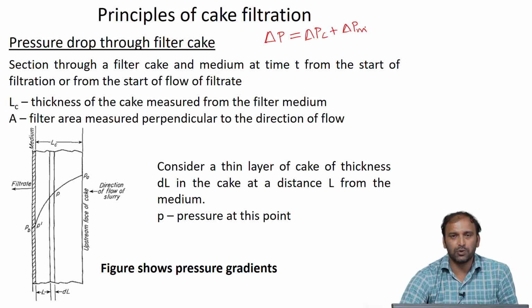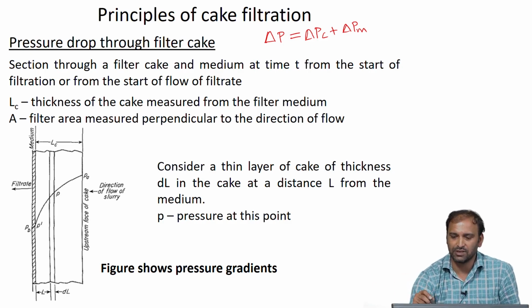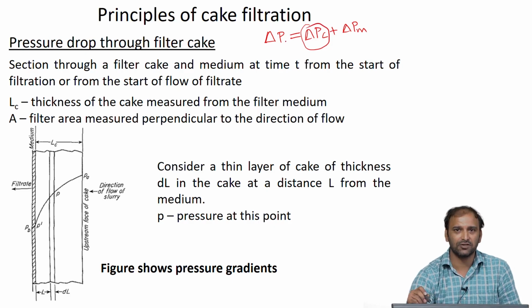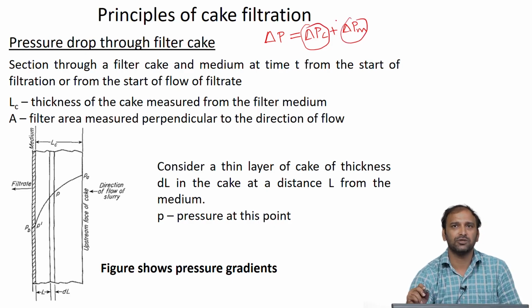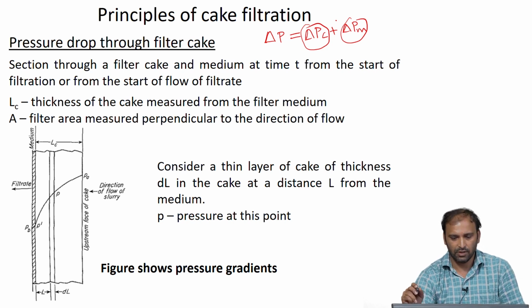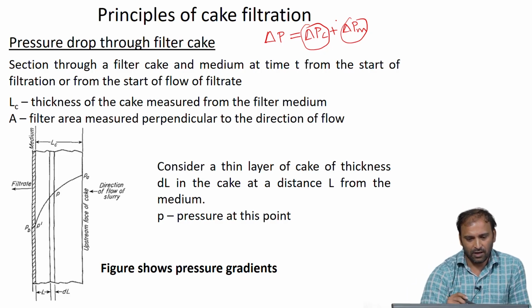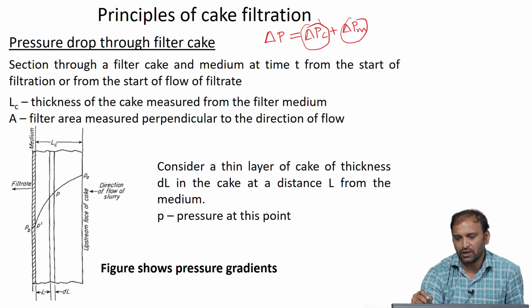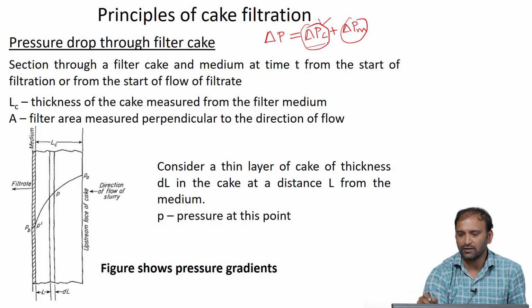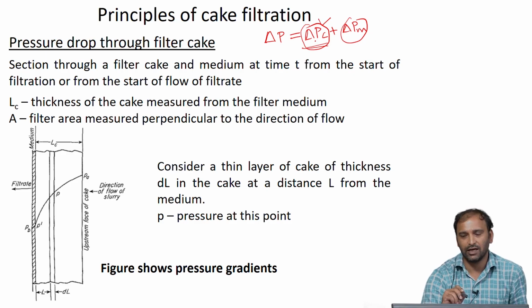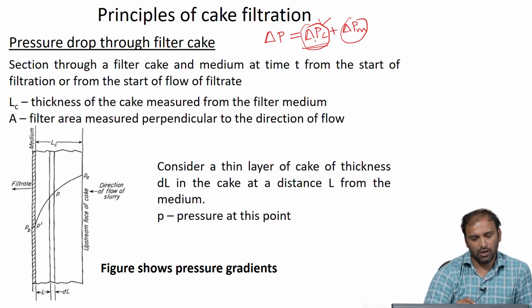And in this class what we are going to look at is how we think about expressing delta Pc, the pressure drop across the filter cake, and delta Pm, the pressure drop across the filter medium, in terms of measurable properties such as the filtrate flow rate, the viscosity of the filtrate, the properties of the particles and things like that. Okay. So first we will start with the pressure drop through the filter cake. That is, we are going to talk about how we relate delta Pc to the measurable parameters.